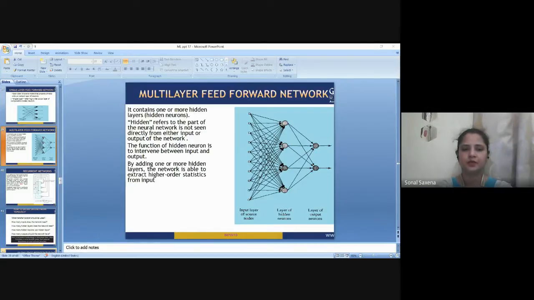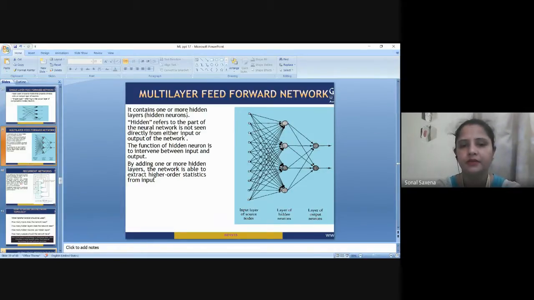So here's what a multi-layer perceptron looks like. You can see the diagram here. So it contains one or more hidden layers, the hidden neurons we have.